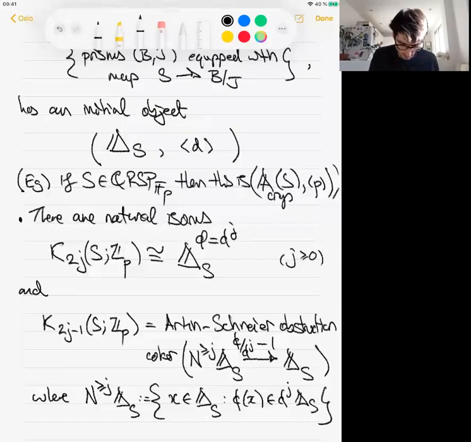whose kernel, maybe I should explicitly say that. So this is equal to the kernel of that map down there. So the even groups are all calculated by the kernel of this divided Frobenius minus one, these divided Frobenius invariants, and the odd K-groups will be calculated by these divided Frobenius co-invariants.